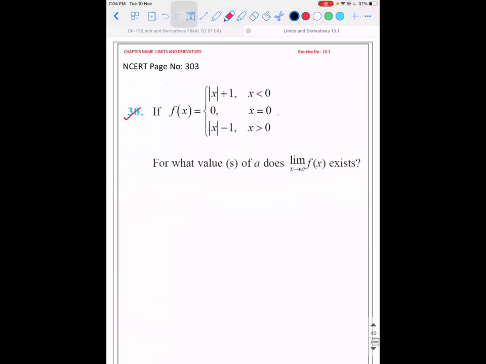Third year. If f of x is equal to mod x plus 1 when x is less than 0, is equal to 0 for x is equal to 0, and mod x minus 1 when x is greater than 0, for what value or values of a does limit x tends to a f of x exist? How to do this?